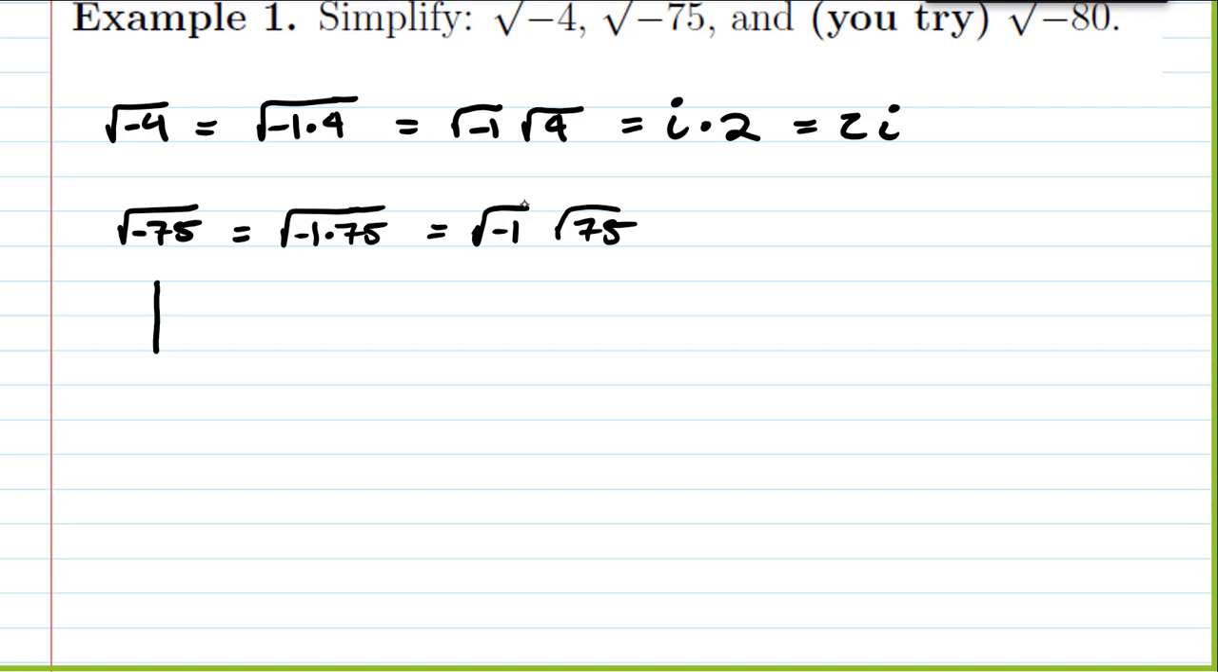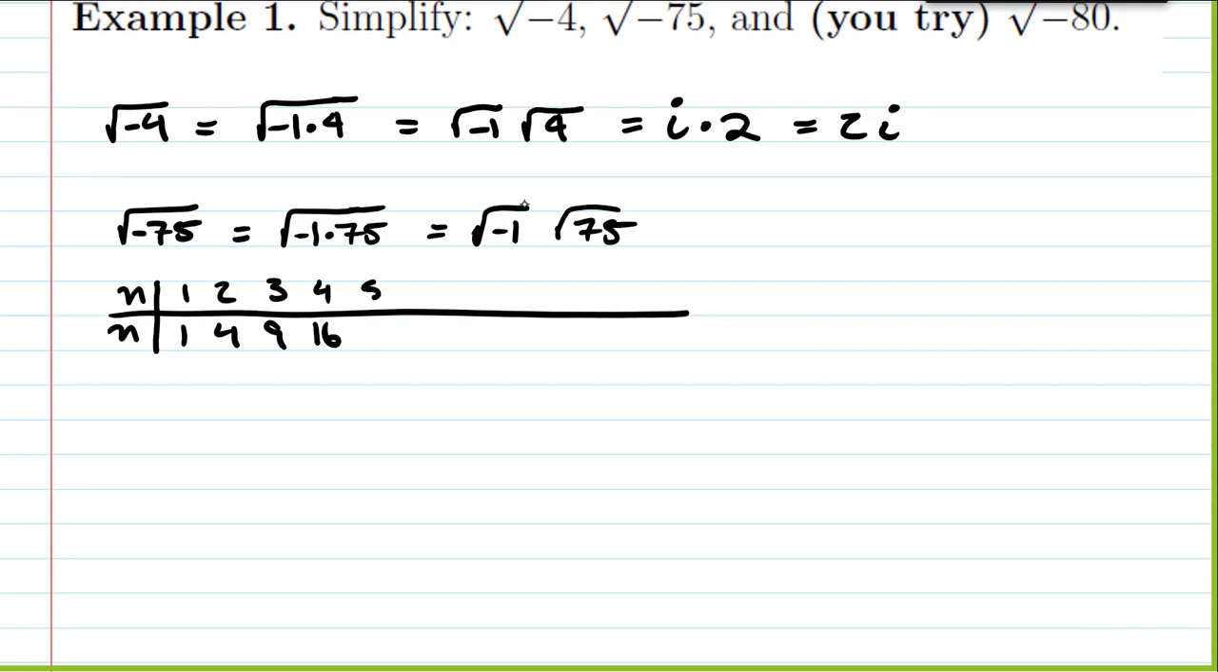So if we, to remind ourselves, make a square list, we have n and n squared. We have 1 squared is 1, 2 squared is 4, 3 squared is 9, 4 squared is 16, 5 squared is 25, 6 squared is 36, 7 squared is 49.